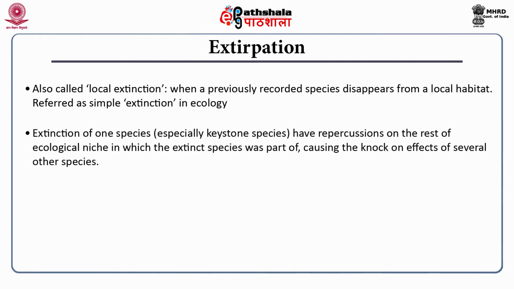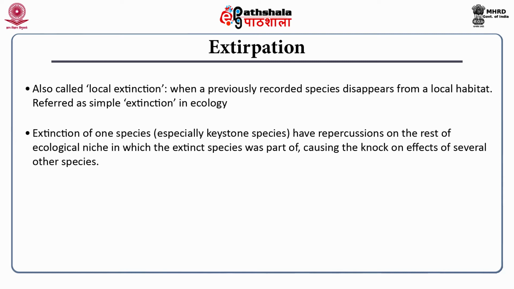So, extinction of one species, especially a keystone species, has huge repercussions on the rest of the ecological niche in which the extinct species was part of, causing knock-on effects on several other species of the community. One example is, consider the elephant in a savanna ecosystem, for example, that in Africa. The African elephant is a keystone species, it actually eats the bushy plants as well as the trees. So, it is very essential that the elephants need to be in the savanna.